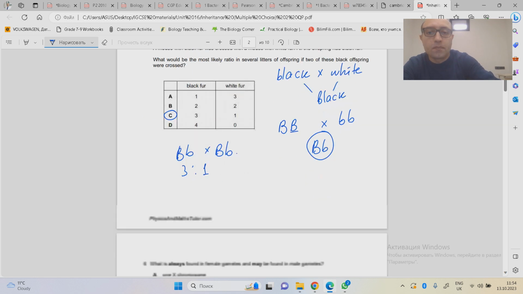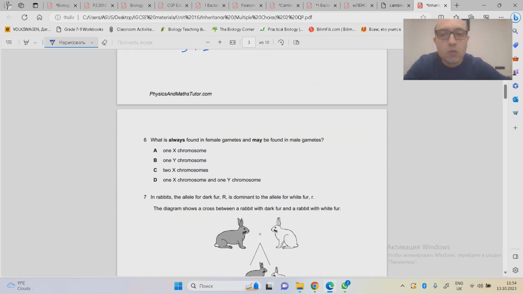Let's see. What is always found in female gametes and may be found in male gametes? Always found in female and may be found in male gametes. Of course, 1 X chromosome, or just X chromosome.